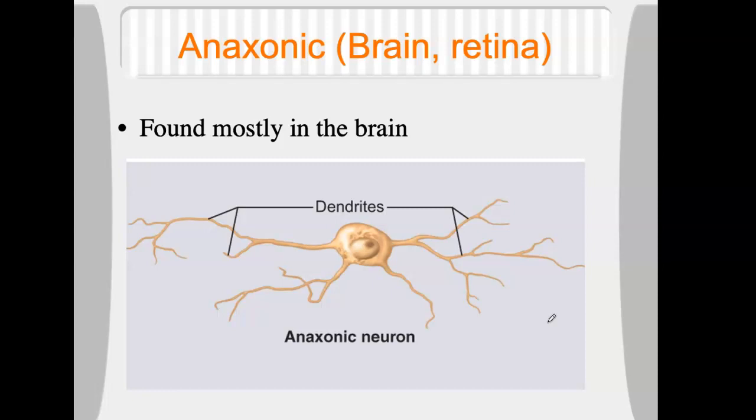So where are these found? The anaxonic, no axon, is found in the brain, in the retina, and here are these extending dendrites. That's all you see.